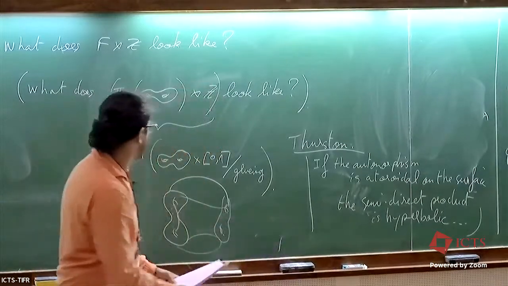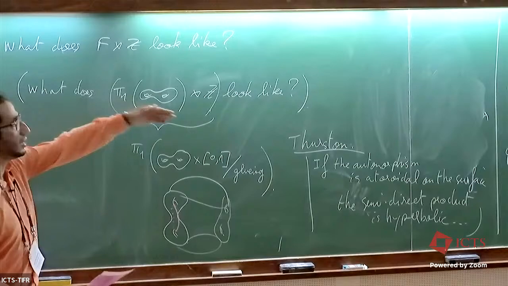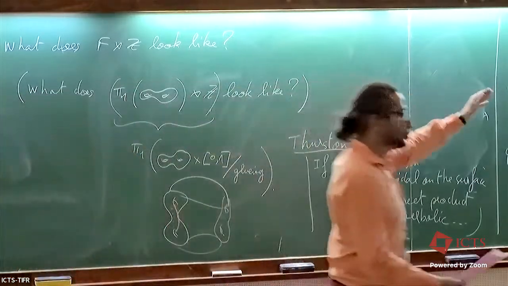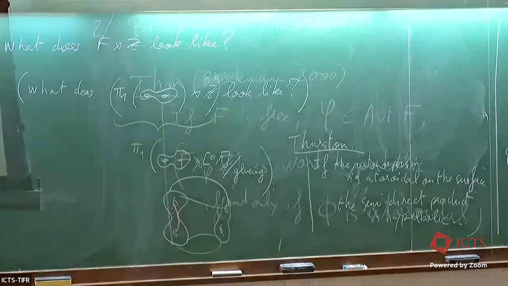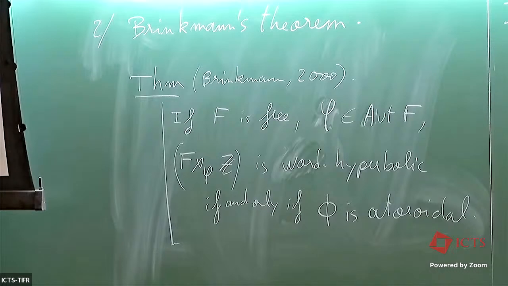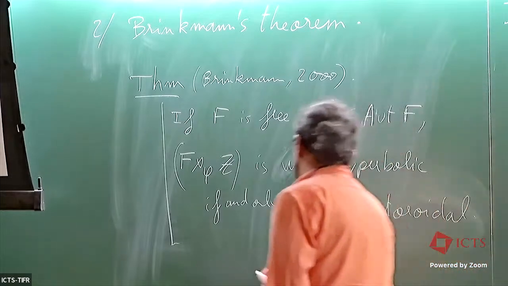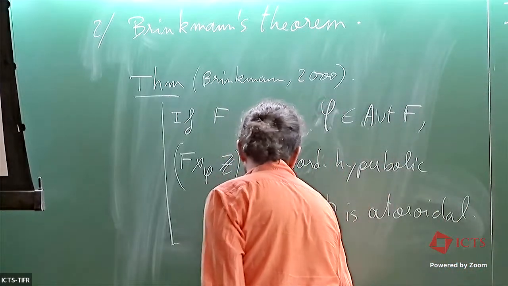Or you can find this subgroup Z plus Z algebraically, looking at the semi-direct product, but it's pleasant to have it topologically. So in this discussion, what I just said is that if it is word hyperbolic, of course it is atoroidal. So this is easy.